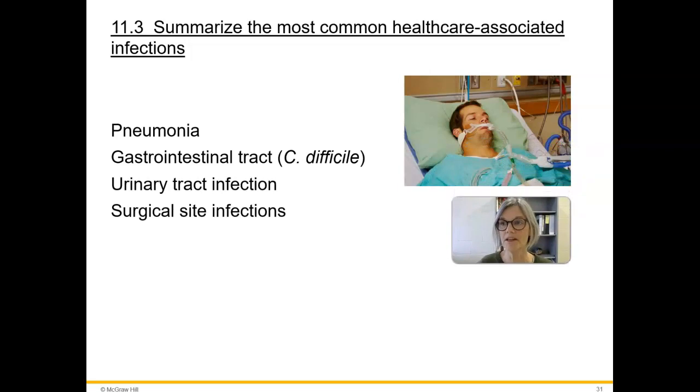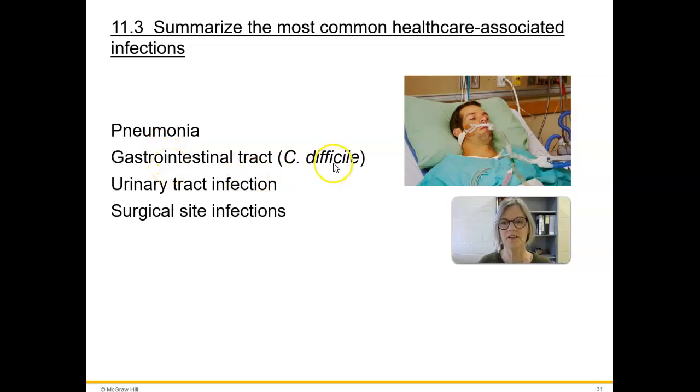Summarize the most common healthcare-associated infections, and probably a lot of people think of pneumonia. Pneumonia is one of the more deadly types of healthcare-associated infections, and a lot of times a patient gets pneumonia just as a result of their immune system being stressed. They're laying in bed for a long period of time, so they might get fluid collecting in their lungs. They're not coughing or breathing very deeply, so it can contribute to getting pneumonia, but a lot of times this is due to the patient's own normal microbiota.